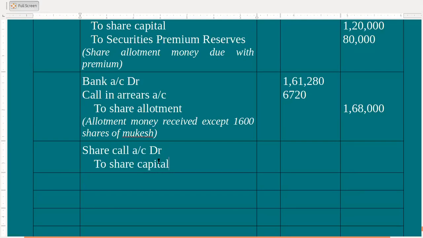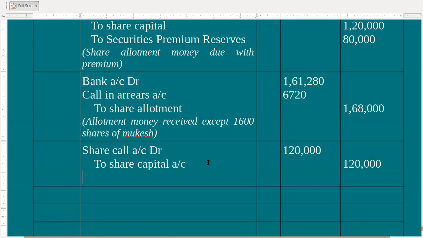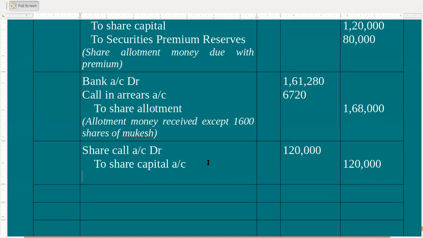What is the amount? 40,000 into 3, 1,20,000. Okay, fine. What is the narration? Call money due. Share call. Okay. Share call money due on 40,000 shares.